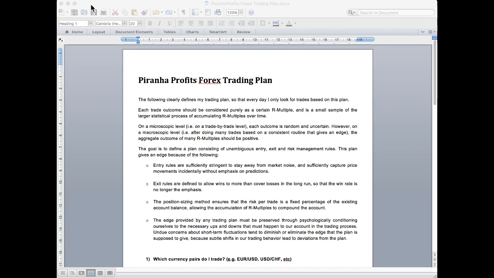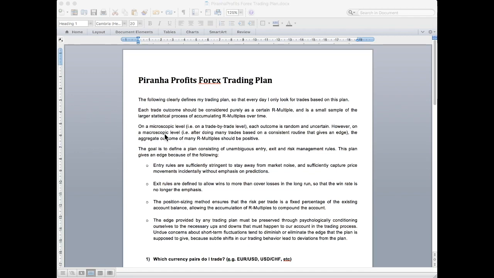So let me read to you this trading plan, and it says, the following clearly defines my trading plan so that every day I only look for trades based on this plan. Each trade outcome should be considered purely as a certain R multiple, and it's a small sample of the larger statistical process of accumulating R multiples over time. Remember that on a microscopic level, in other words, on a trade-by-trade level, each trade outcome is random and uncertain. You never know which one's going to be a win, which one's going to be a loss, right?